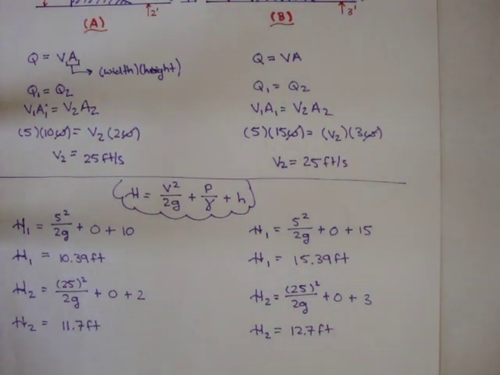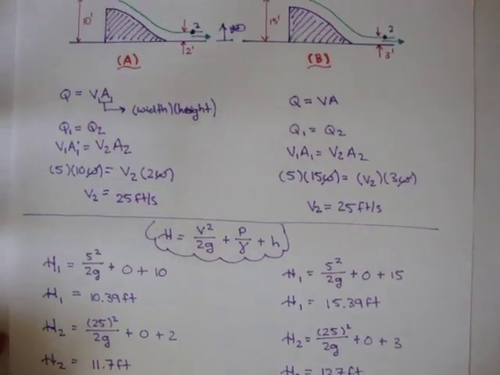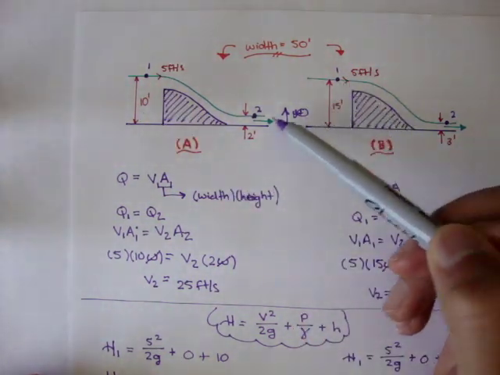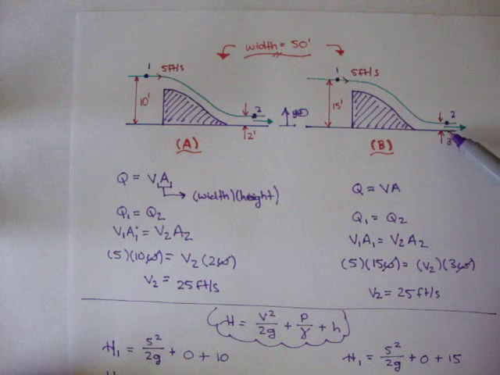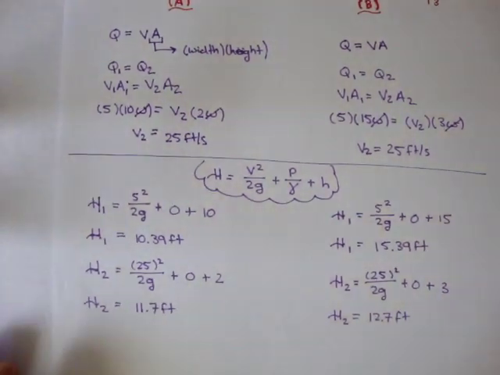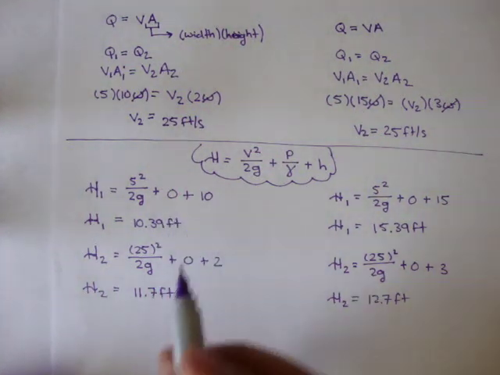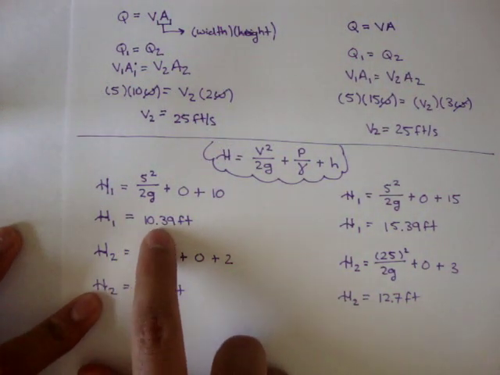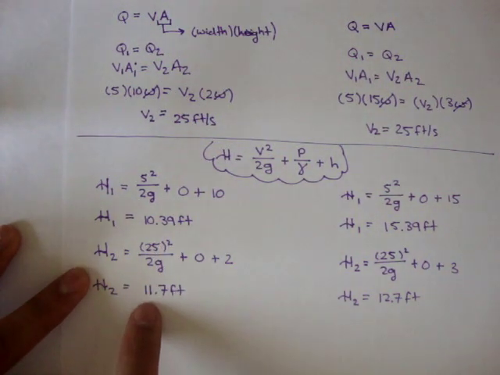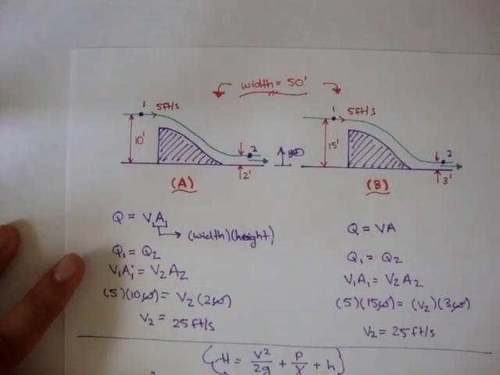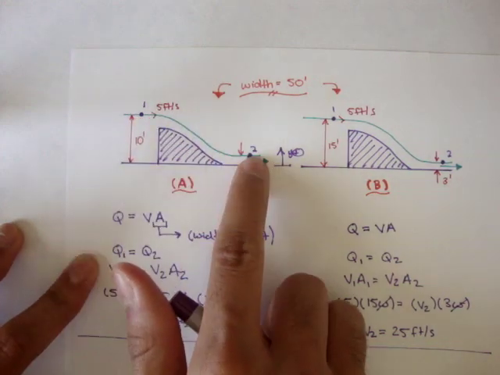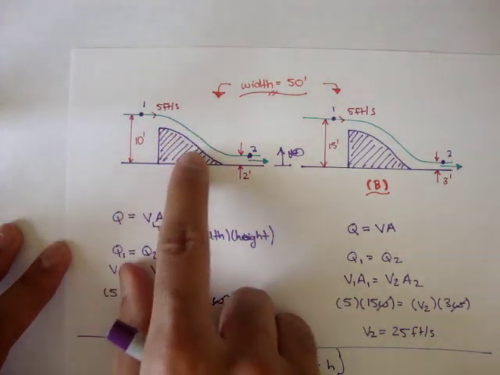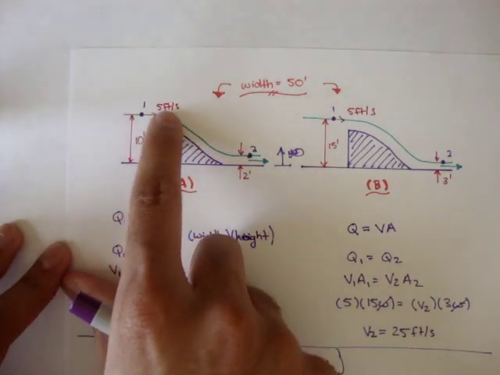Okay, now let's look at this. In scenario A, we had a smaller height than scenario B, and the exit height was also smaller. But when we looked at the total energy head, we saw that the energy head at 1 was 10.39 feet. And the energy head at point 2 was 11.7 feet. So in this scenario, the energy head from point 1 to point 2 actually increased, which is kind of weird because you would think this stopper dam thing would take away energy from the flow.